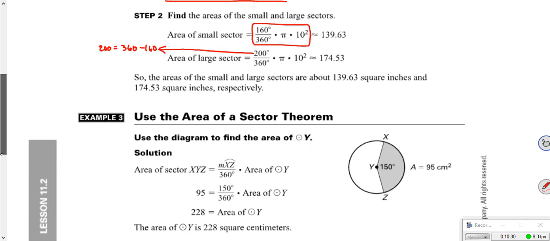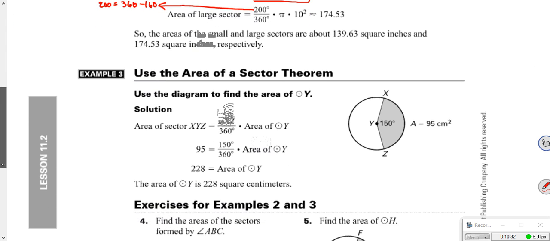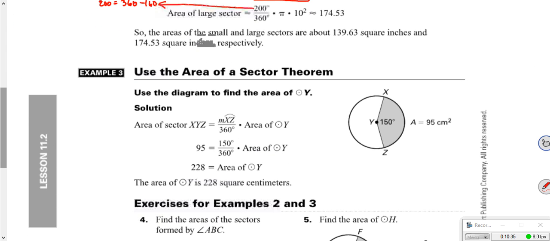So let's go down here. Look at their example 3. Use the area of the sector theorem. Area of sector XYZ is the measure of the arc over 360. Now, the measure of the arc, you can talk about that as the intercepted arc, the central angle, whatever you want to reference it as, times the area of the circle.